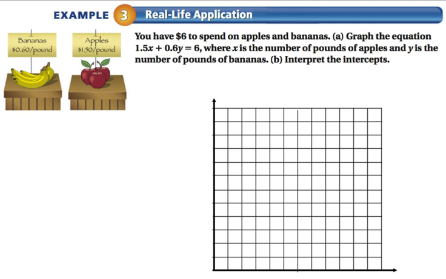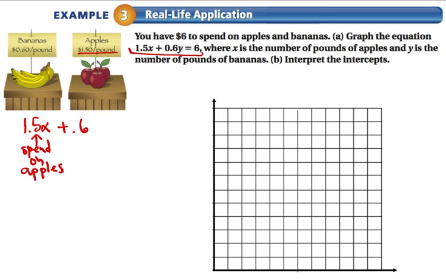Okay, let's look at a situation example. You have $6 to spend on apples and bananas. Graph the equation 1.5x plus 0.6y equals 6, where x is the number of pounds of apples and y is the number of pounds of bananas. Interpret the intercepts. Well, first I want to explain why this equation works. 1.5x, well, it's $1.50 per pound, and if we have x pounds, 1.5x is how much we spend on apples.